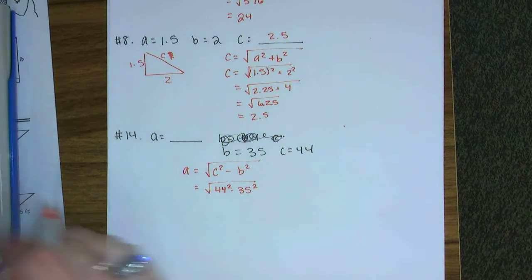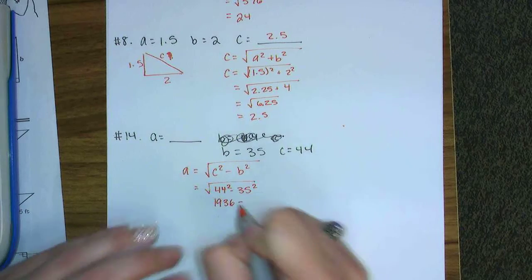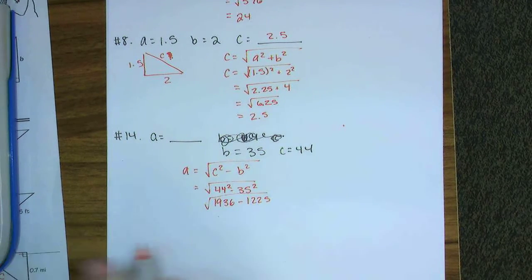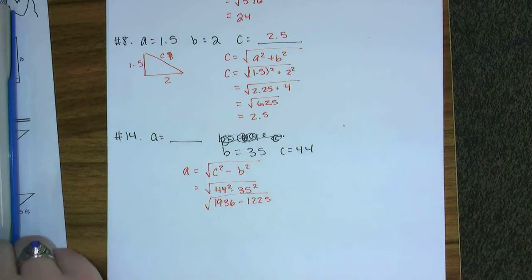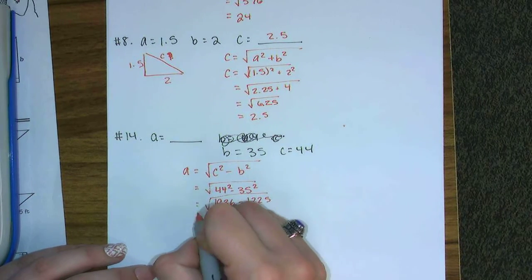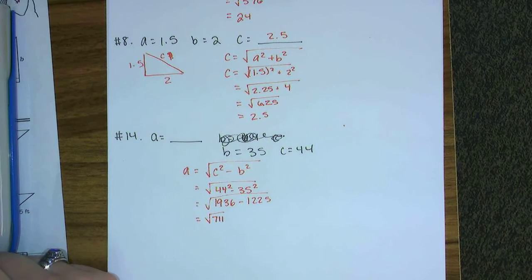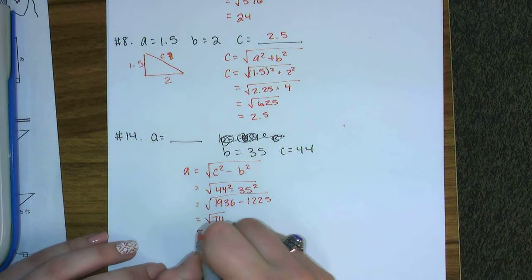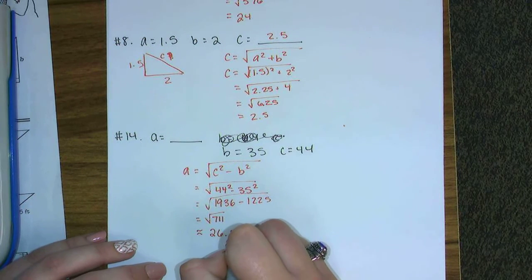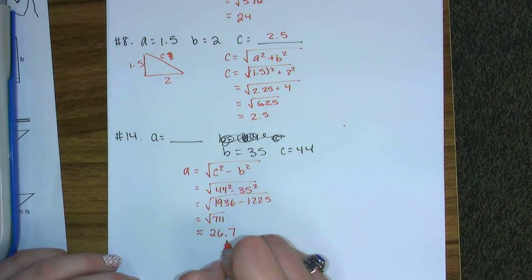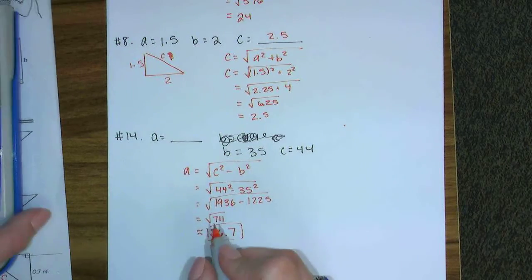44 squared is 1936, minus 35 squared is 1225. So 1936 minus 1225 is 711. So then the square root of that is approximately 26.7. It's 26.66 and so on, so we're going to call it 26.7.